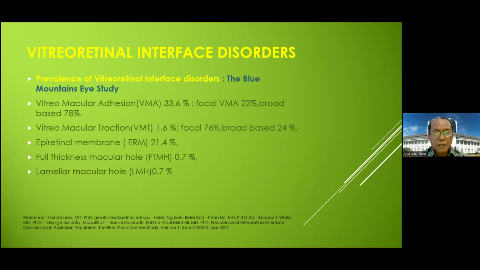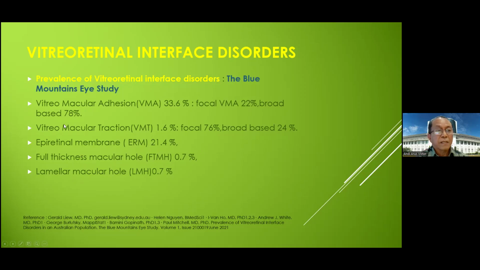According to the Blue Mountain Eye Study, the prevalence of vitreomacular adhesion is around 33.6%, with focal type 22% and broad base 78%; vitreomacular traction about 1.6%, with focal type 76% and broad base 24%; epiretinal membrane 21.4%; full thickness macular hole around 0.7%; and lamellar macular hole around 0.7%.